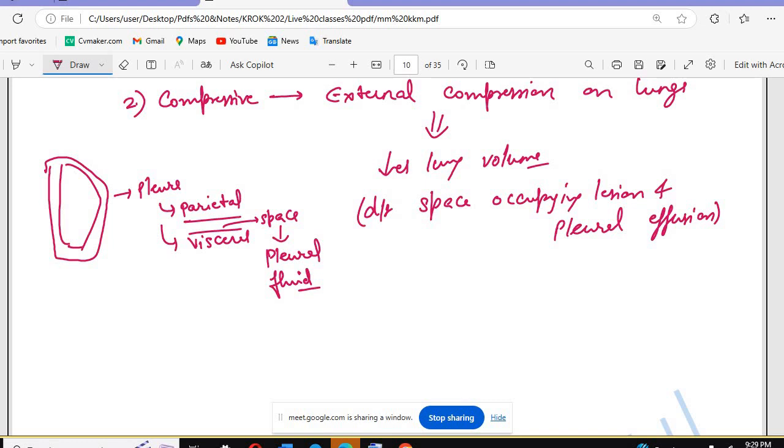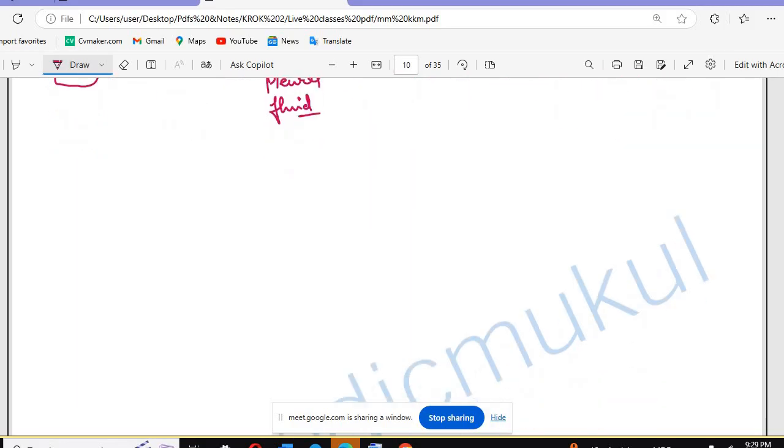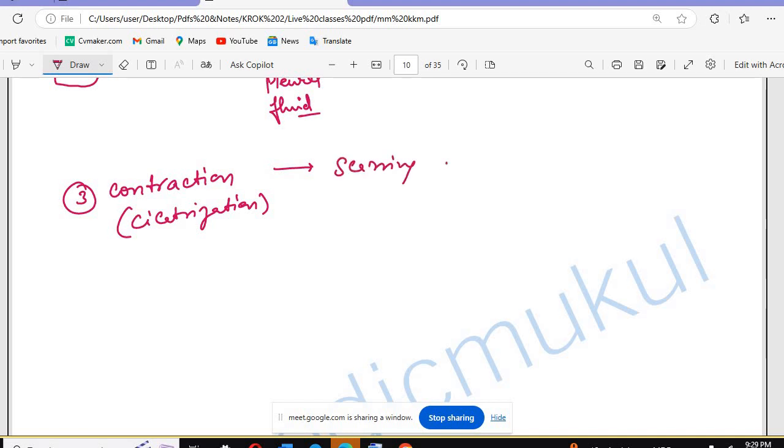Now, if there are loads of pleural fluid in the pleural region, that will cause pleural effusion. So it will compress the lungs, and due to the compression of the lungs, it will cause the collapse of the lungs. Okay, is that clear? After that, we have the third one, that is the contraction. Sometimes we call this cicatrization. It occurs due to scarring of the lung parenchyma. Just remember, there is scarring of the lung parenchyma.